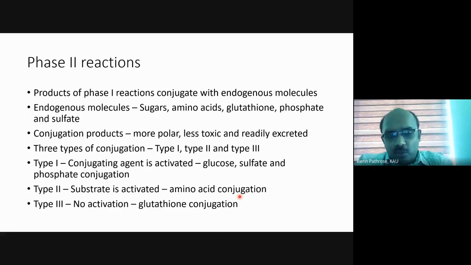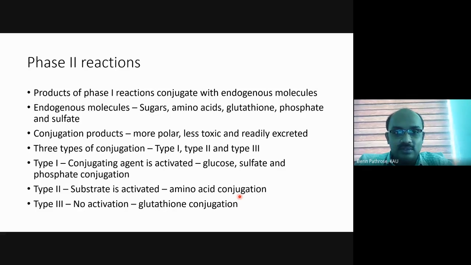Okay, coming to the next one, it is phase two reaction. Phase two reactions are nothing but conjugation reactions. Before going into that, can you name an enzyme which we studied earlier in insecticide resistance, which is involved in conjugation reaction? We discussed it several times. One enzyme which is involved in insecticide resistance is mainly involved in conjugation reaction.